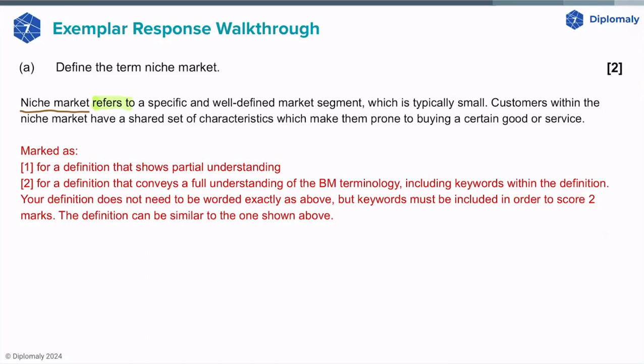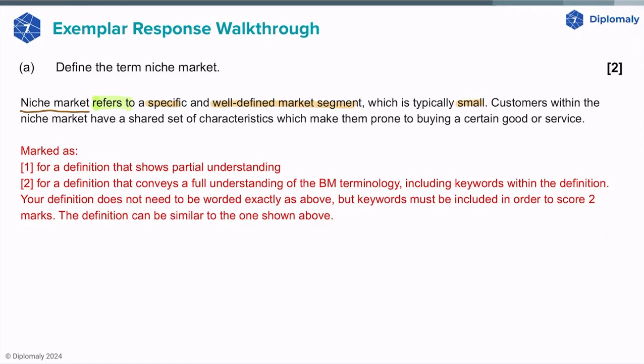Okay, so in this case, the keywords that you want to make sure you hit in your definition for a niche market are: it is a specific and usually well-defined market segment, okay? And it is usually small. These are some of the keywords that you want to make sure you convey in your first sentence. Now, do you need to use exactly the same words or the same phrases? The answer is no, but sometimes you might find it advantageous to memorize some of these keywords, so that you can connect them together in the exam when you're writing a definition question like this, okay?